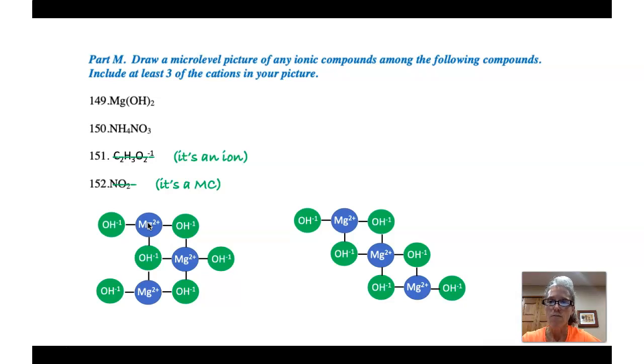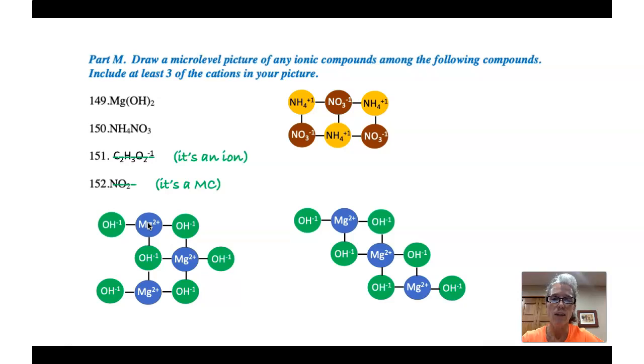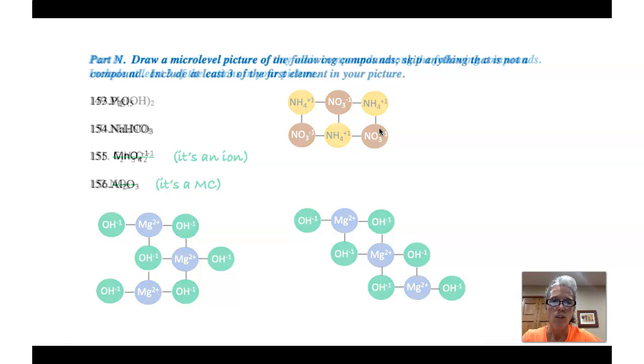Okay, moving on to 150, we see this is a 1:1 ratio. So we've got 2 polyatomic ions, so the NH4 plus 1 should be in one entire circle, NO3 minus 1 should be in another entire circle. Got to have at least 3 ammoniums, 3 nitrates, and they should be in a 1:1 ratio. And make sure that cations are connected to anions and vice versa. Okay, moving on to the next question.